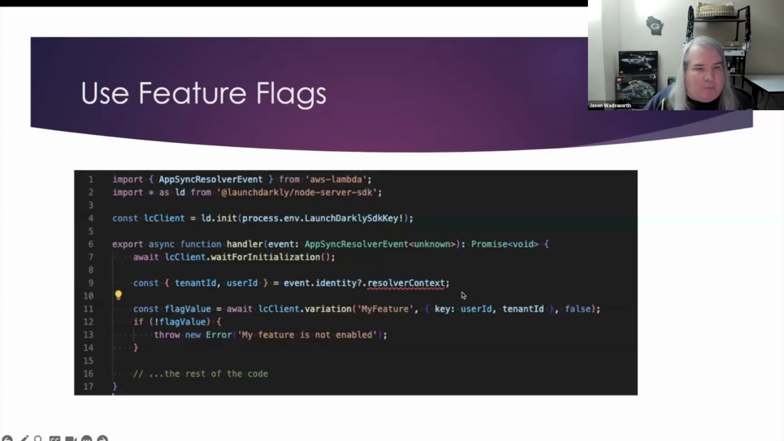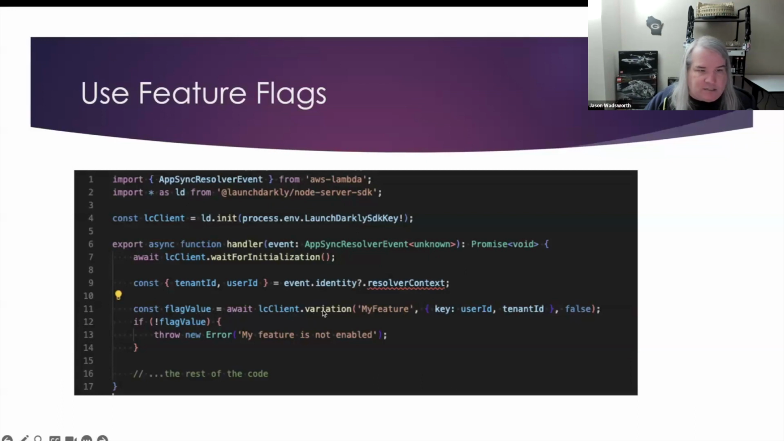But what we have here is an AppSync resolver, and we're using the LaunchDarkly client. In AppSync, we're using a Lambda authorizer. With our Lambda authorizer, we add some information to the resolver context that gets passed into those Lambda functions. And in particular, what we're adding here is a tenant identifier and a user identifier. And that information we can pull out of the resolver context.